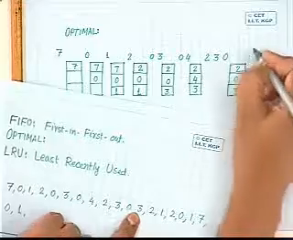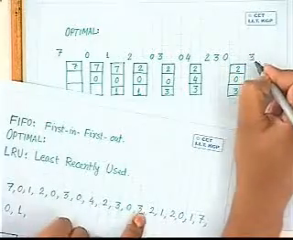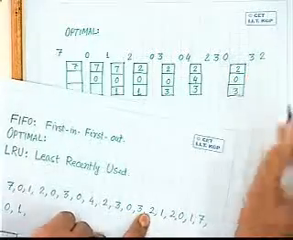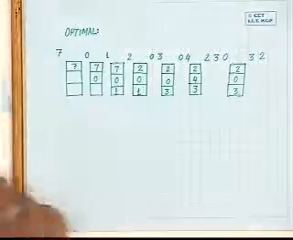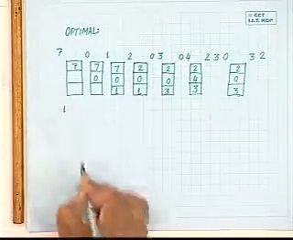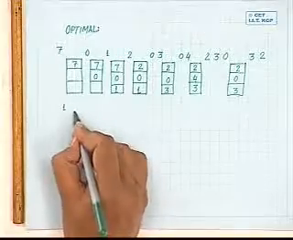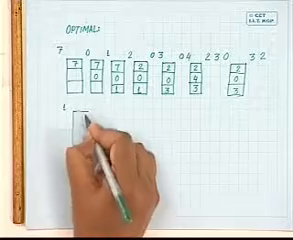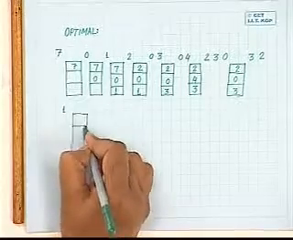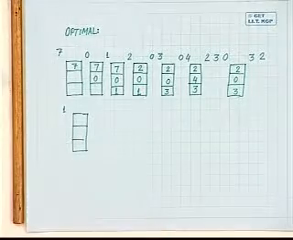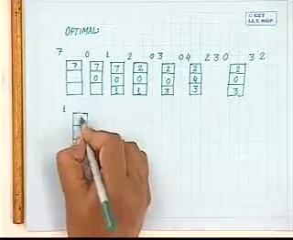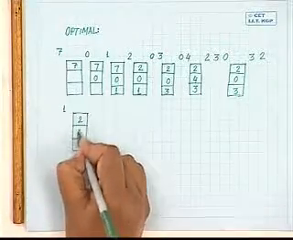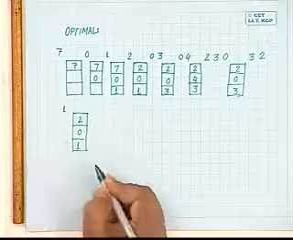Okay. So next time 3 is referred, no page fault. 2 is referred, no page fault. Then 1 is referred, when again there is a page fault. And now the page that is to be replaced is, which one? Page number 3. So it will be 2, 0, 1.